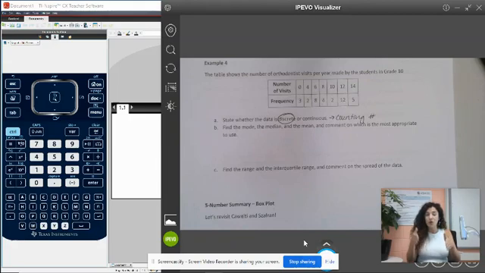Median is like the median in the road. You're chopping off all the numbers until you get to the very middle number, or take the average of the two middle numbers. And then mode is the number that shows up the most.